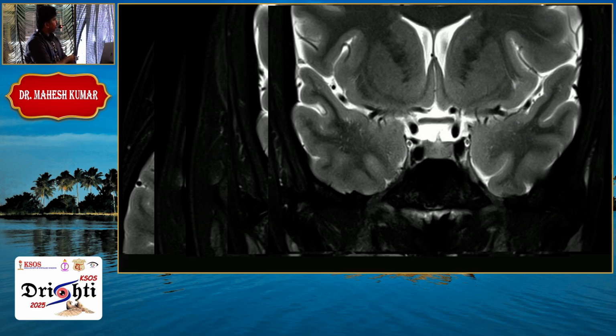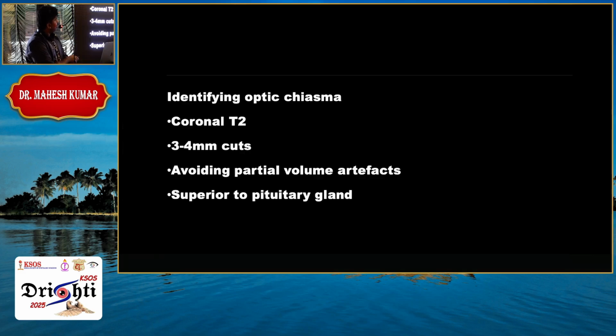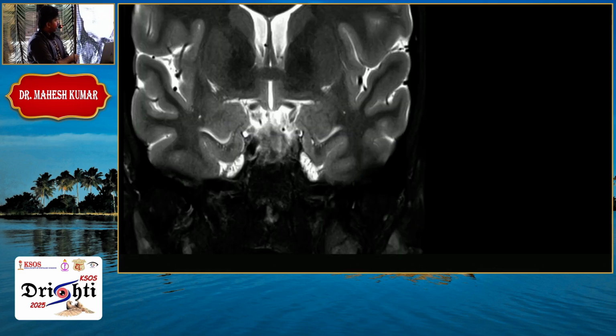The optic chiasma in the coronal T2 image appears as a flat disc-shaped structure just above the level of the pituitary. For identifying the optic chiasma, coronal T2 images are essential. 3 to 4 mm cuts are essential, and partial volume artifacts can be avoided by thin cuts and correct positioning. When you see the pituitary gland, just superior to that there is the optic chiasma in sagittal or coronal images, which appears as a flat disc-like structure. And posterior to that, we have optic tracts over here and the CSF around here.